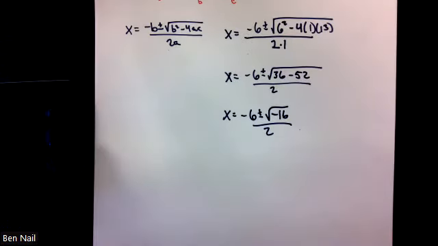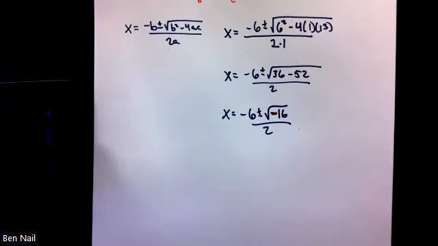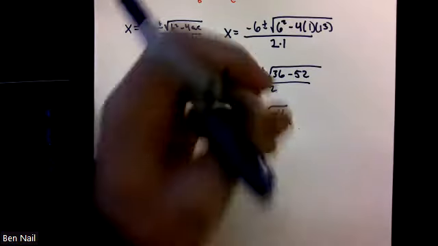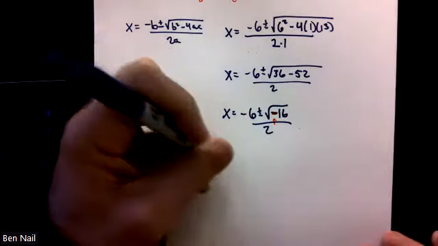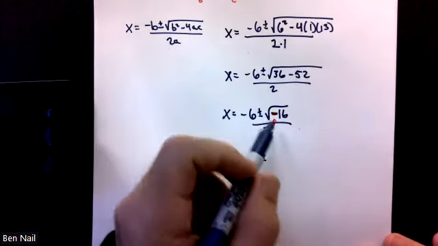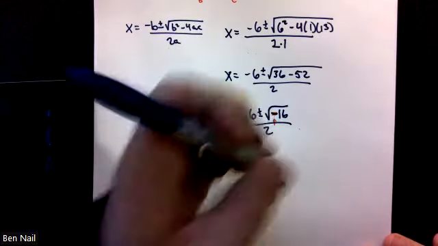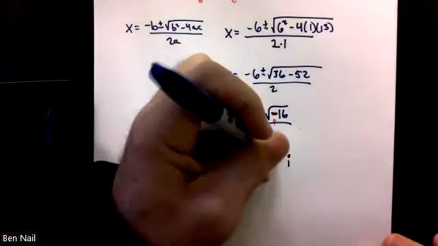Now, again, pay very close attention. When you have the negative inside of the square root, that makes your number imaginary. This is no longer a real solution. This is a complex or imaginary solution. So x equals negative 6 plus or minus the square root of negative 16. So again, the square root of a negative makes it imaginary. In this case, the square root of 16 is 4.